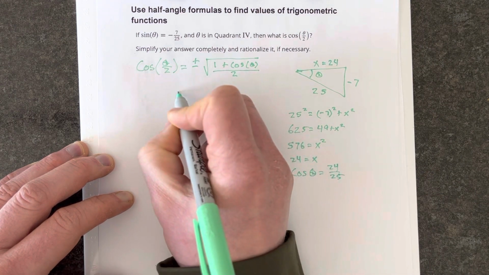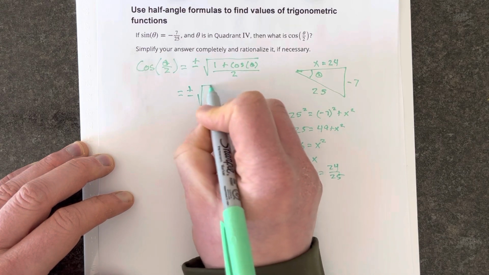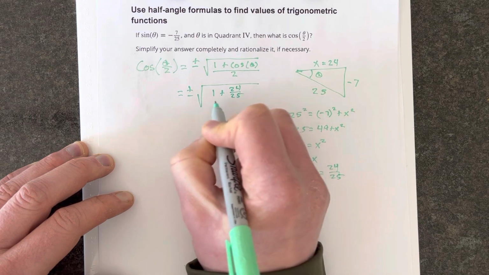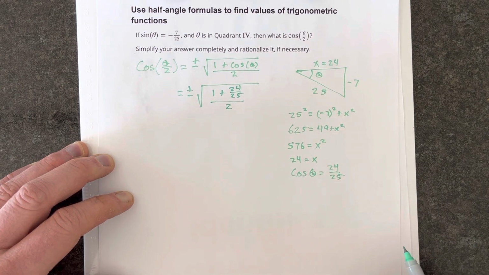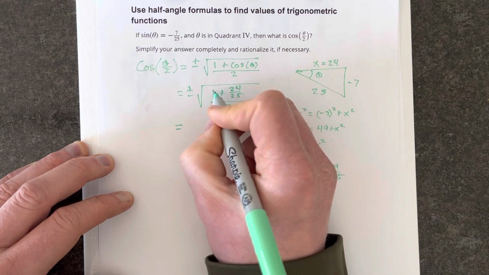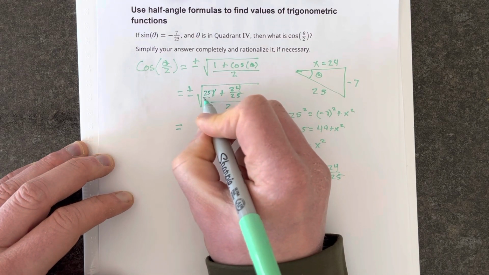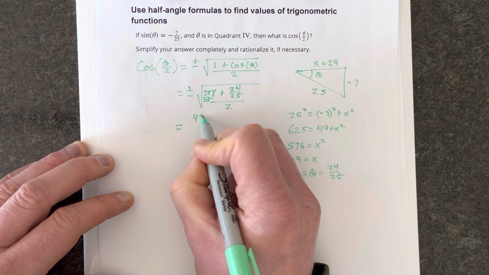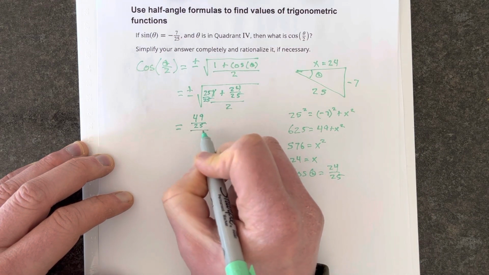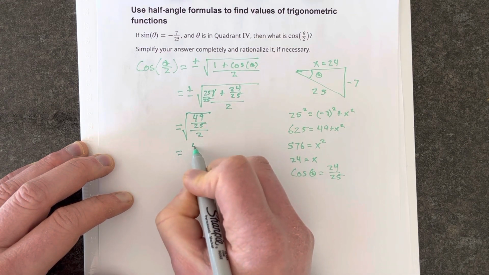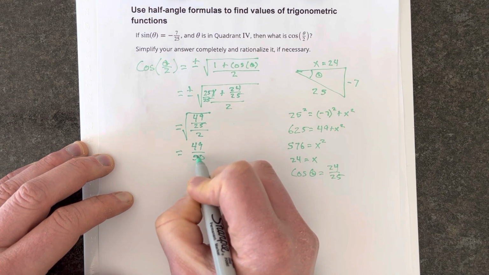So I can use this formula now and say plus and minus the root of 1 plus 24 over 25, divided by 2. I can start simplifying. 1 is 25 over 25, so I end up with 49 over 25 divided by 2 inside the square root. So that's really 49 over 50 inside the square root.